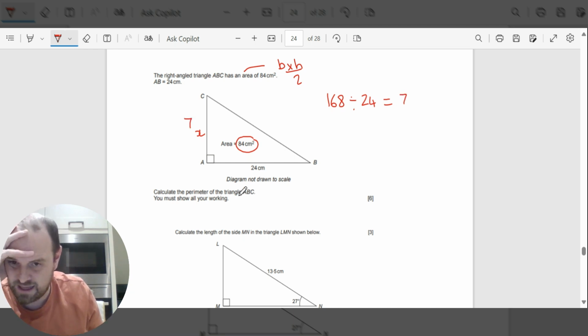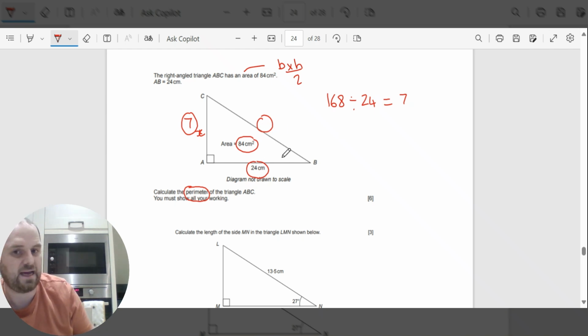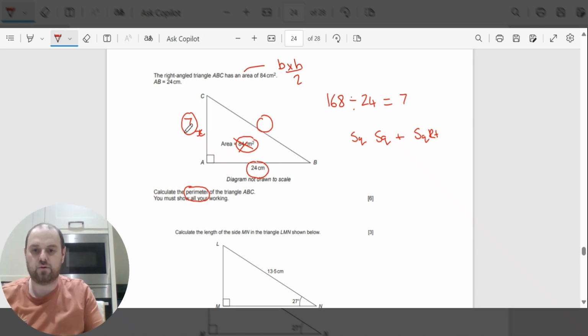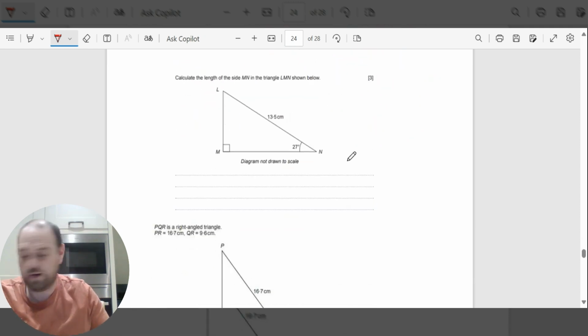But the question says, see, it's really not obvious what they want to do. What's the perimeter of the triangle? Well, we've worked out this is 7, and we know that this is 24, but we're still needing this to get the perimeter. We're going to need to do a bit of Pythag. Square, square, add, square root. We don't need the area anymore, right? We've used that to get the 7, but we can square the 24, square the 7, add them together, square root. Back to a bit of trig. Okay.